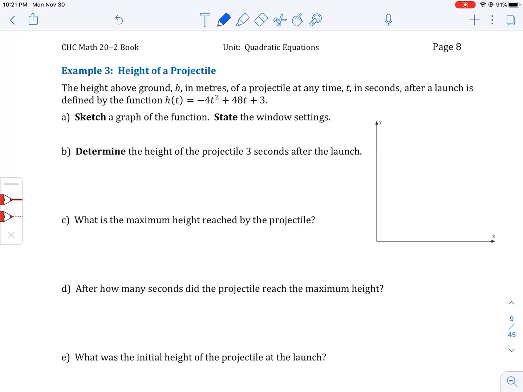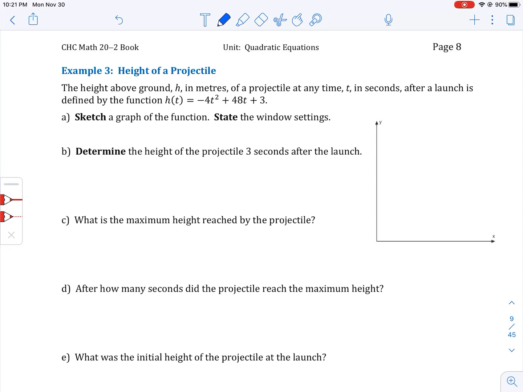Okay, for this next question, again, I would like you to grab your graphing calculator and we're going to enter into our y equals negative 4t squared plus 48t plus 3. And then sketch the graph of the function. Now before we do that, I guess let's just read.